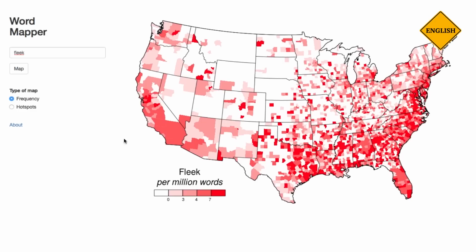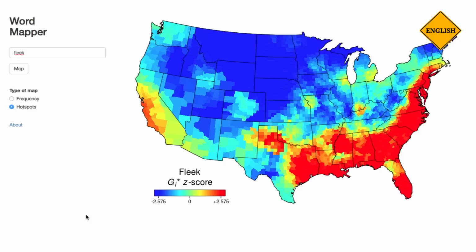So for example, let's look at a new word like fleek. Okay? Fleek means stylish, really good, really good. And if I click on the map button, I can see that in some parts of the US it's not really used at all. And in other parts it's really very popular. And if I click here on hotspots, I can see, wow, in the southwest of America, super popular. And also on the east coast. But up in the north of America, nothing really.